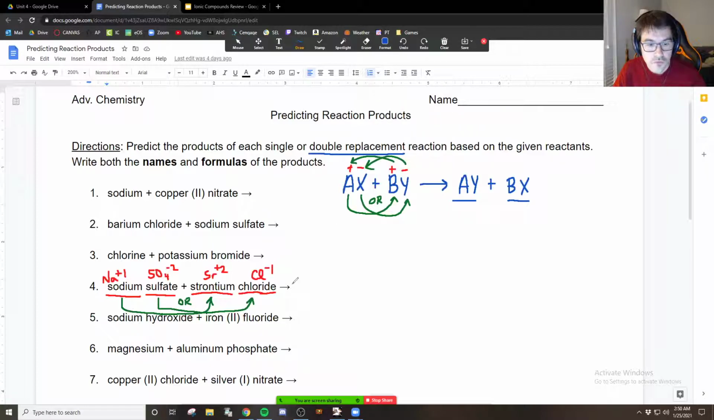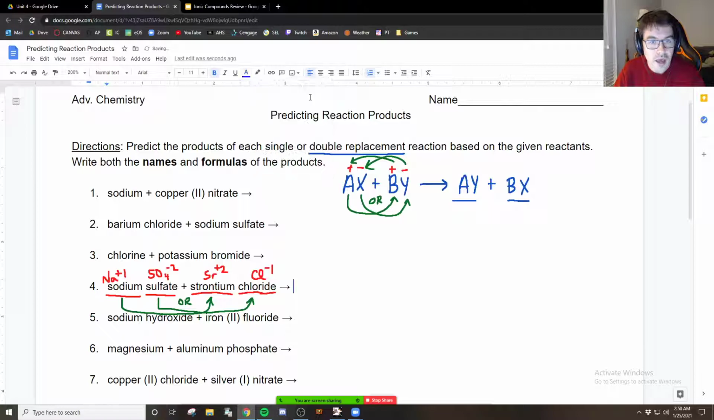So perhaps I swap the positives with each other. I'm going to end up with sodium chloride and strontium sulfate.